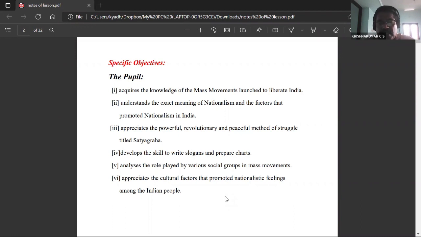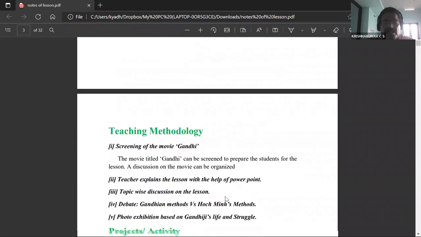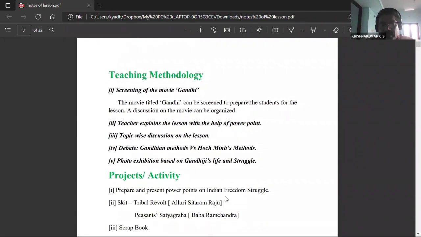So in this way, the learning objectives have to be written. You can have your own way of writing. Please refer to Bloom's taxonomy before writing the learning objectives. Then teaching methodology. To teach this chapter, we have Gandhi movie. If possible, you can screen the entire movie to the children.